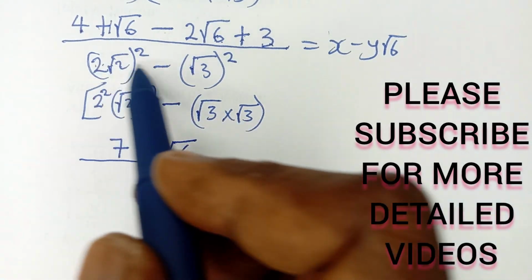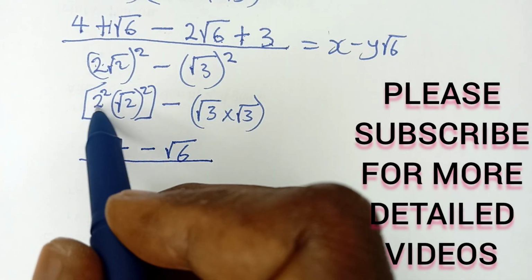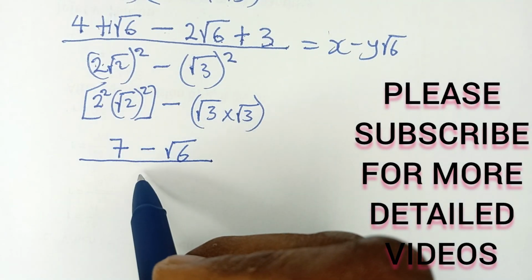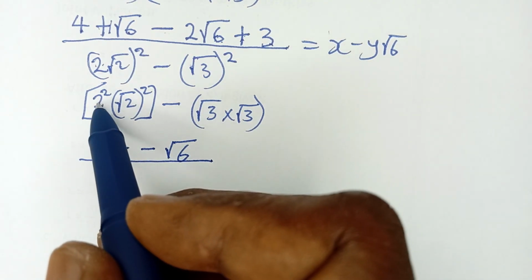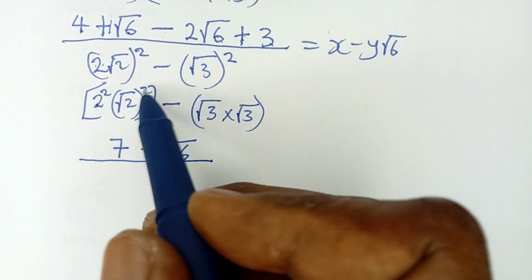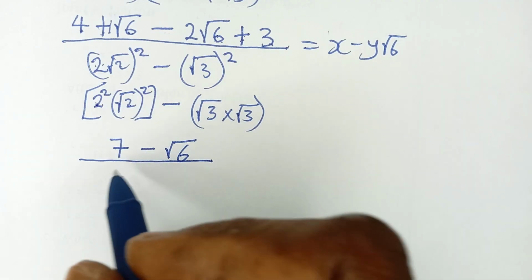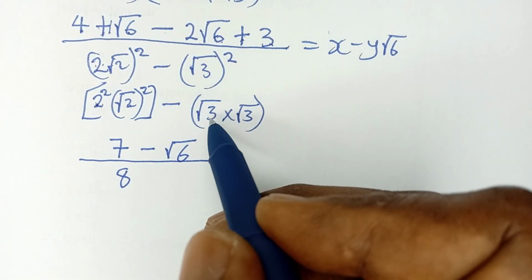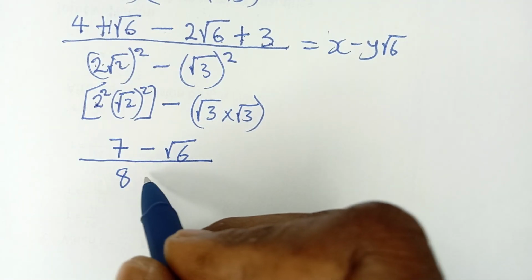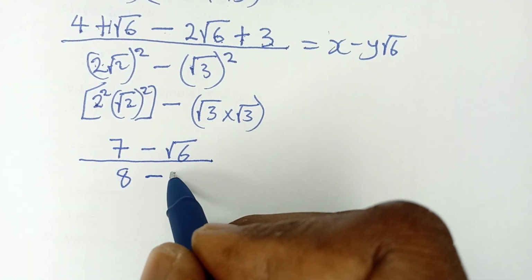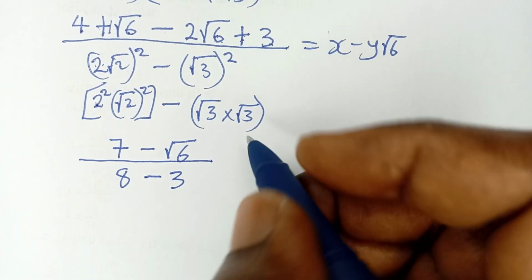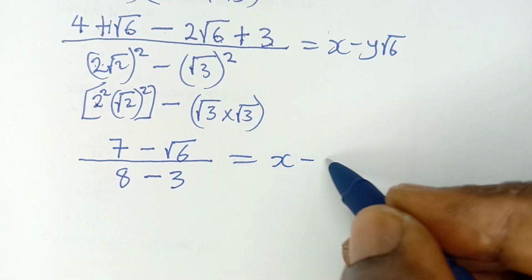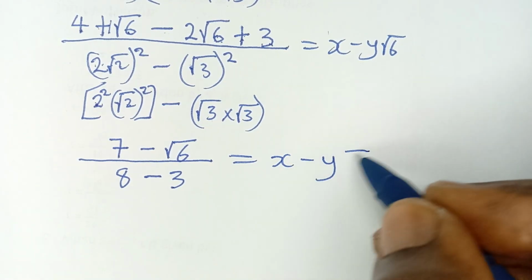Don't forget, this denominator is what I've written here. The expansion part of it is what I've written here. So I'm going to multiply this now and write it as the denominator. So 2 squared is 4. Root 2 squared is 2. So 4 times 2 will give us 8. And then root 3 squared, which is root 3 times root 3, is simply 3. Don't forget the negative sign is there. And then it's equal to, don't forget our right-hand side, which is x minus y root 6.